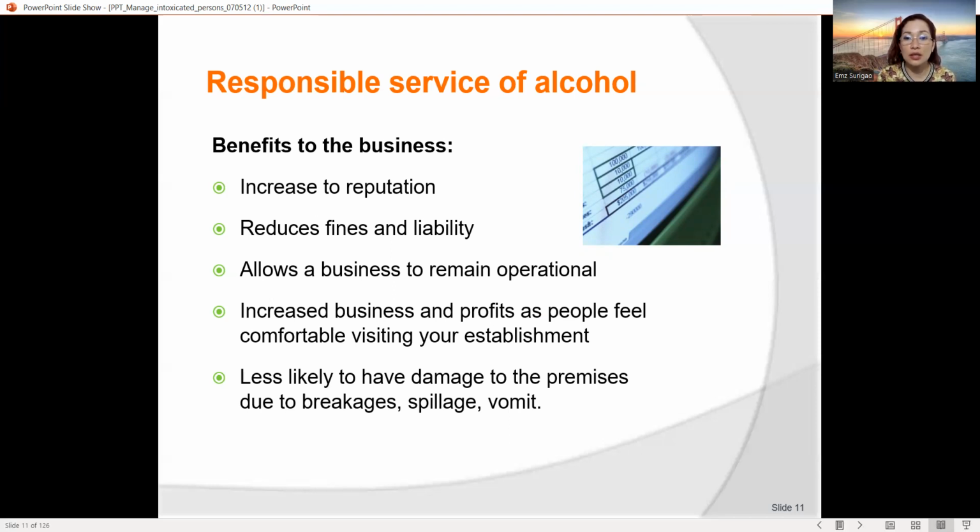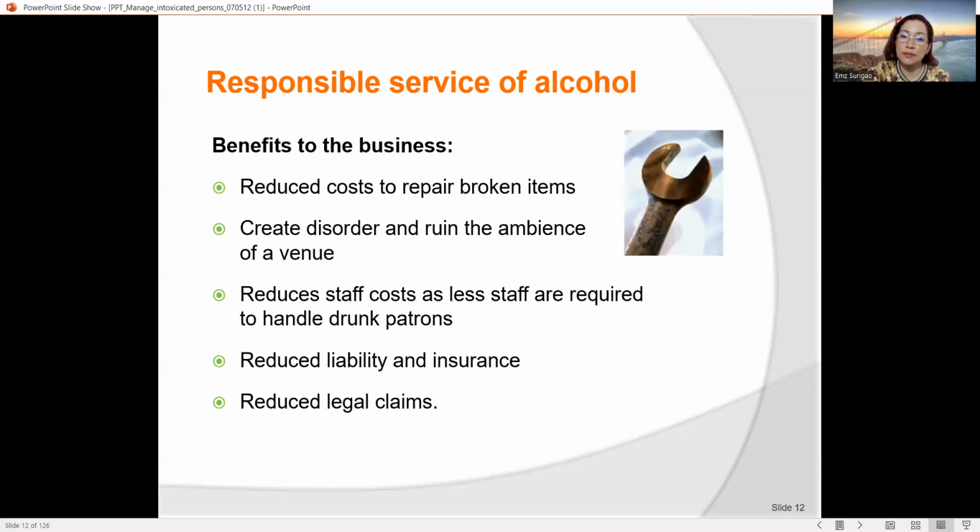Less likely to have damage to the premises due to breakage, spillage, and vomit. So you need to take care of every guest, whether that person is able to handle alcohol well. So you need to know about it. Reduce cost to repair broken items. Okay, so it is costly if every night you have broken items, create disorder and ruin the ambience of the venue. Reduces staff costs as fewer staff are required to handle drunk patrons.